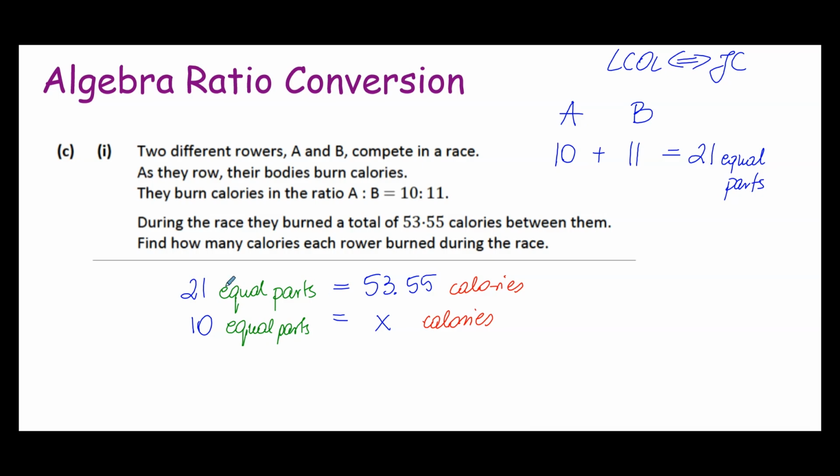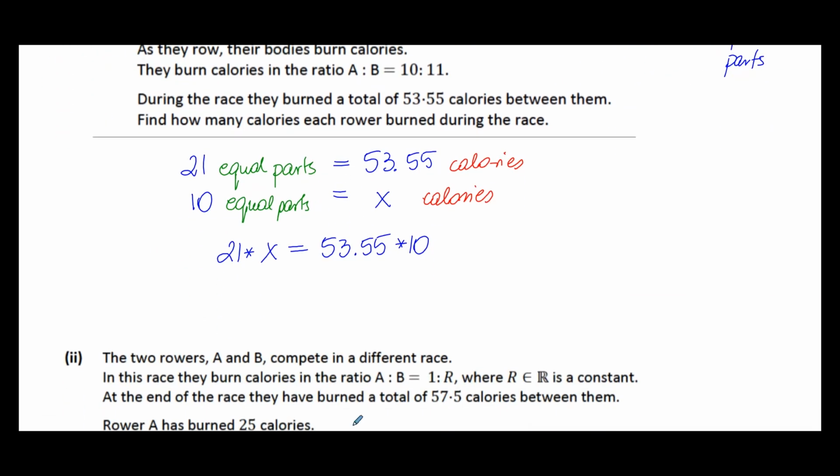And how do we solve that? We cross multiply. So X multiplied by 21 will be the same as 53.55 multiplied by 10. And obviously we want the value of X, so we divide both sides by 21, and that way we have X on its own. We put that in our calculator, and we get 25.5. So that's row A, and we do exactly the same for row B.